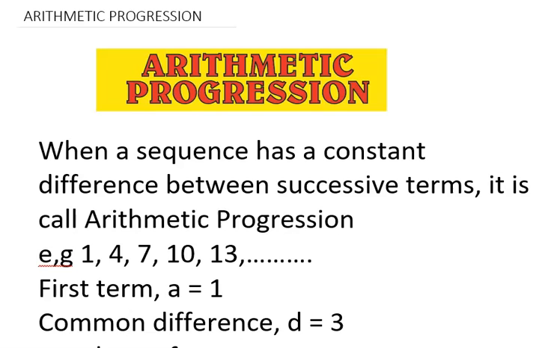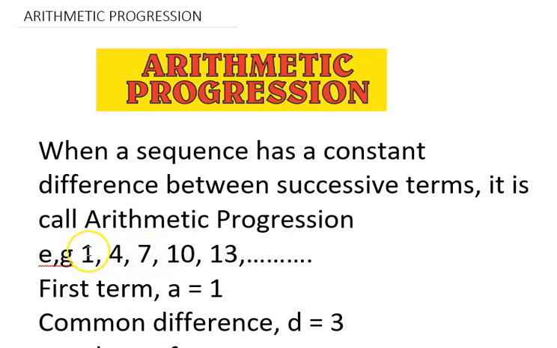Today we'll be discussing arithmetic progression, in short form AP, that is progressions of numbers in a particular sequence. As you can see on the screen, when a sequence has a constant difference between successive terms, it is called arithmetic progression. That's AP. For example, what you can see on the screen: 1, 4, 7, 10, 13. This is a sequence of numbers that has a constant difference.